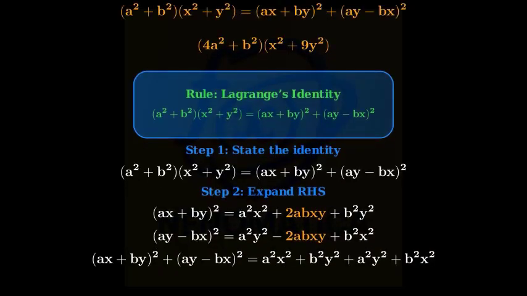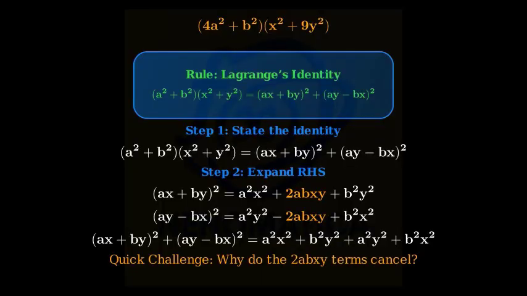(ay minus bx) quantity squared, which gives a squared y squared minus 2abxy plus b squared x squared. Now combine like terms. Notice the plus 2abxy and the minus 2abxy cancel.